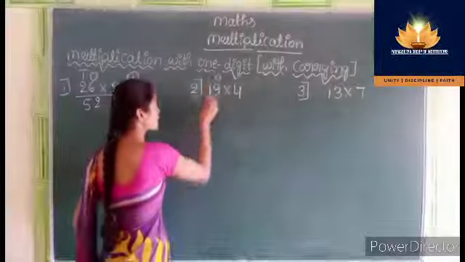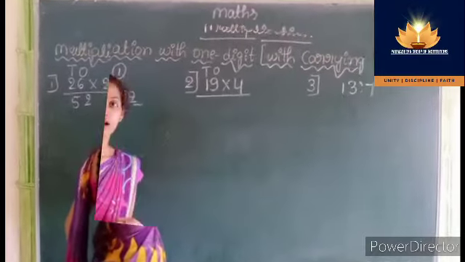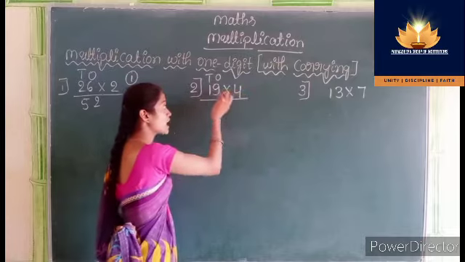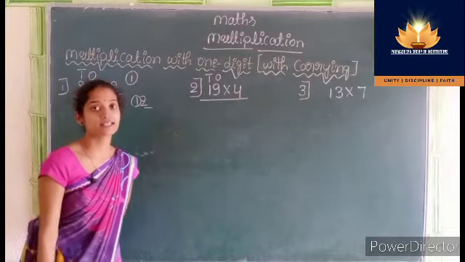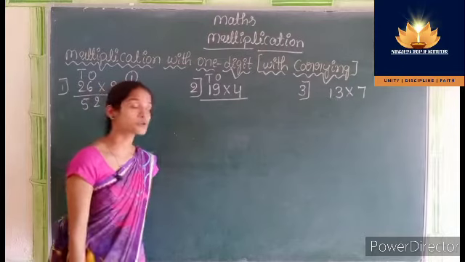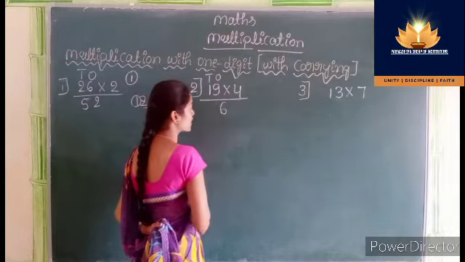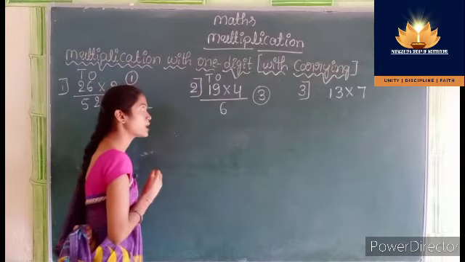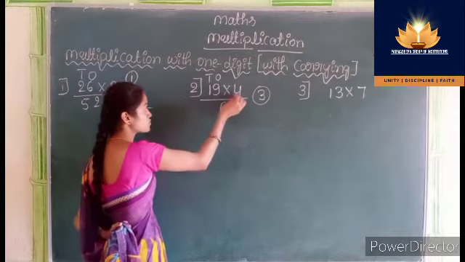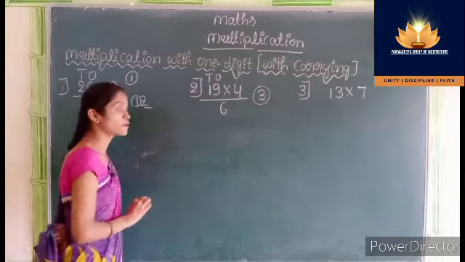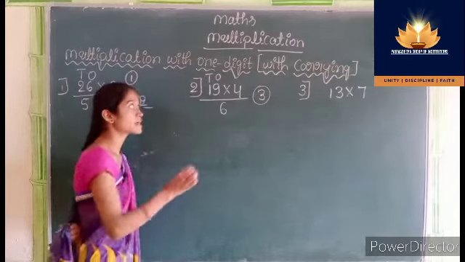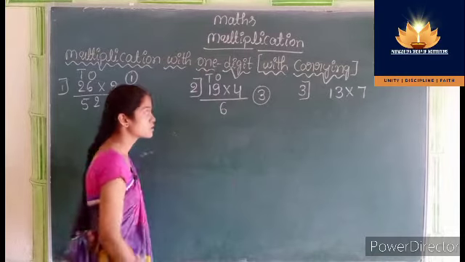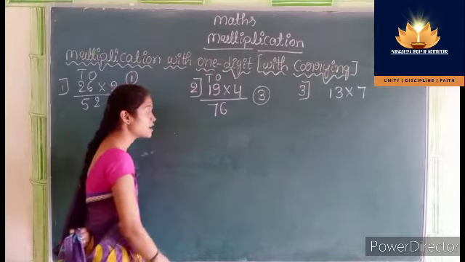This is ones place and this is tens place. First we have to multiply ones place number by this 4. So 4 nines are 36. We get 36. 6 should be written in ones place. Then 3 carry over. Then we have to multiply tens place number by this 4. 4 ones are 4. 4 plus this carried 3. 4 plus 3 how much? 7. So we get 76 as a product.